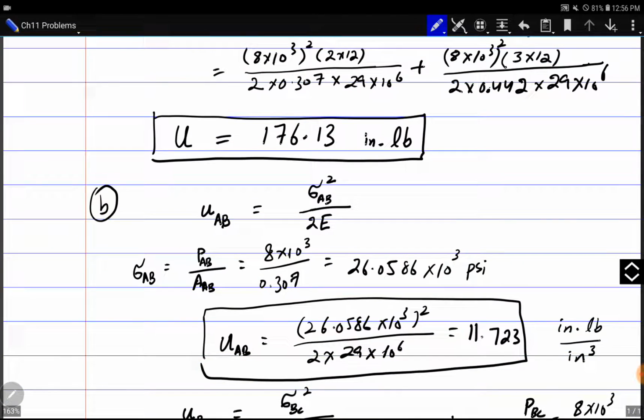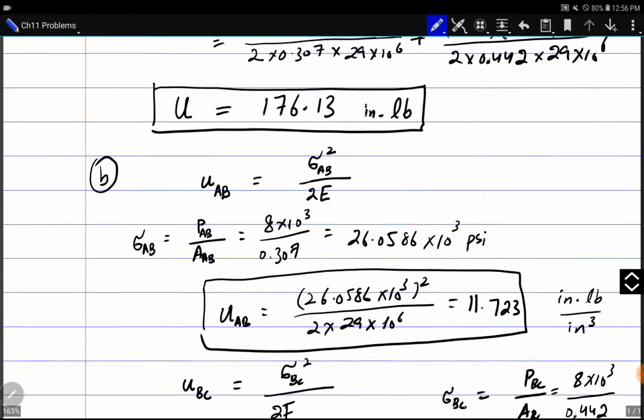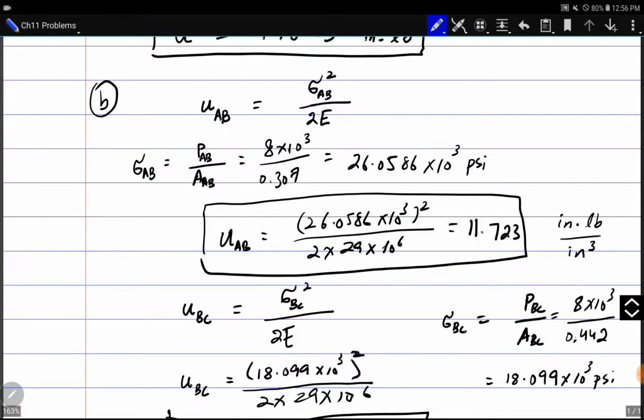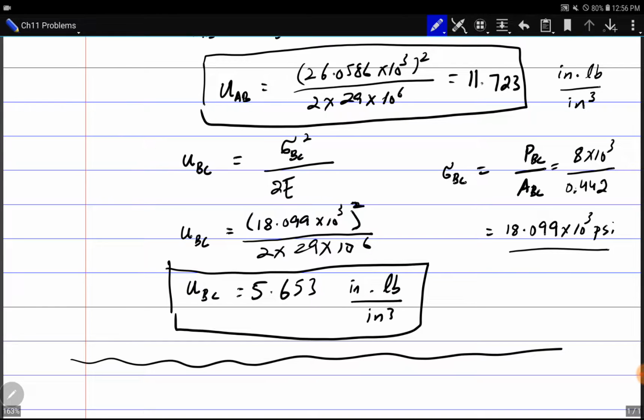So what we have done in part A, strain energy was required for the whole rod ABC, which is capital U. Expression is P squared L by 2AE. There are two parts, U_AB and U_BC. We have added them. In part B, small u, strain energy density, was required separately for both AB and BC rods. So the expression is sigma squared divided by 2E. We have found sigma AB and divided by 2E. Similarly, sigma BC divided by 2E, and we have calculated both u_AB and u_BC.